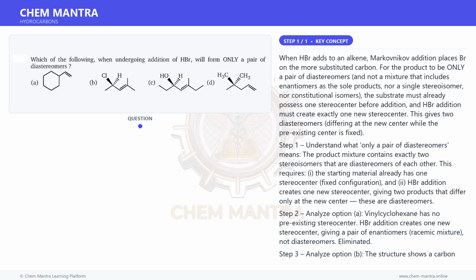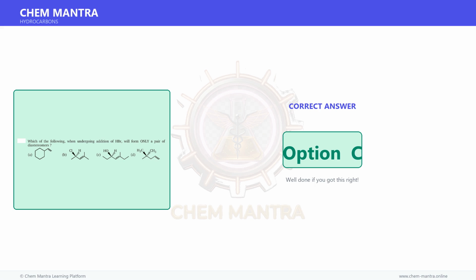Eliminated. Step 6. Why C is uniquely correct. Option C has a fixed pre-existing stereocenter, the carbon bearing H, ethyl, and the alkenyl chain in a single enantiomeric form, as drawn with defined wedge and dash. HBr addition creates exactly one new stereocenter, producing exactly two products that are diastereomers of each other. No racemization of the existing center occurs under electrophilic addition conditions. Therefore, the correct answer is option C.